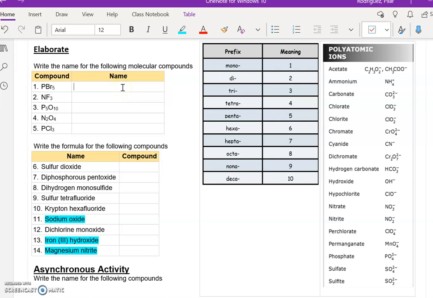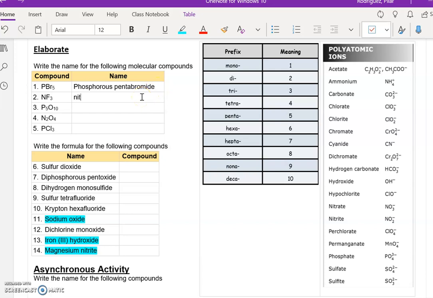Okay, so let's say that I'm working on this first one. I have phosphorus and bromine. I know that those are two nonmetals, so I know that this is a molecular compound. So I can write the name because I have my little chart here with my prefixes. So this is going to be phosphorus. Remember, when it is the first element and there's only one of that atom, you do not use the prefix mono. But for the second element, you for sure do. Bromine, and there's 5. 5 is penta. So pentabromide. Remember, they end in IDE.